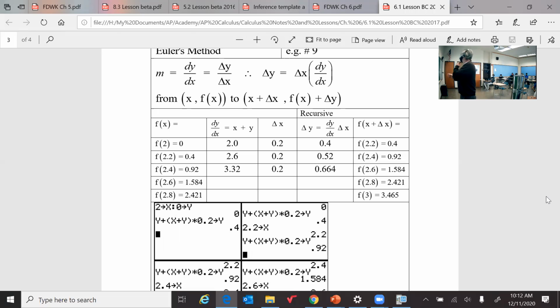The derivative at the point (2, 0) will be 2. It's the sum of those two. Delta x is 2/10. So what's the change in y? The change in y is the derivative, x plus y, multiplied by dx. If I multiply 2 times 2/10, you get 4/10. 4/10 is the change in y. So when you go from 2 to 2 and 2/10, your y goes up 4/10, from 0 to 4/10.